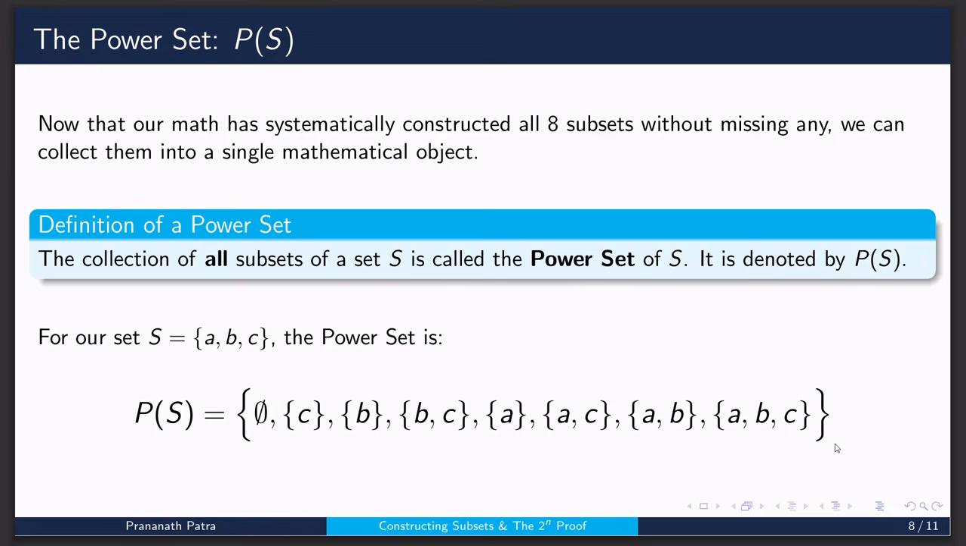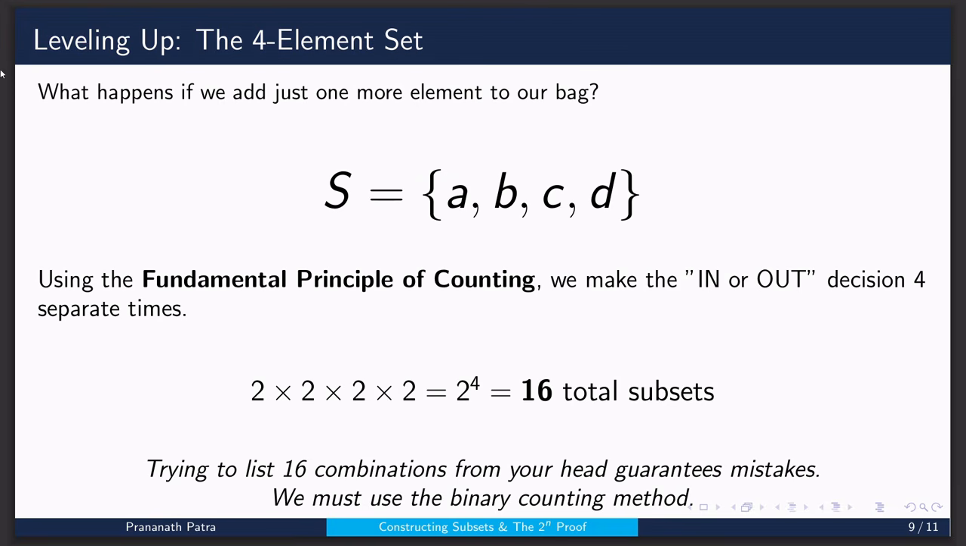Now, let's level up to 4 elements. Now that we know the rules, let's level up to a 4-element set. What happens if we add just one more element to our bag, making S equals {A, B, C, D}? Using the fundamental principle of counting, we make the in or out decision 4 separate times. This means we have 2 to the 4 equals 16 total subsets.